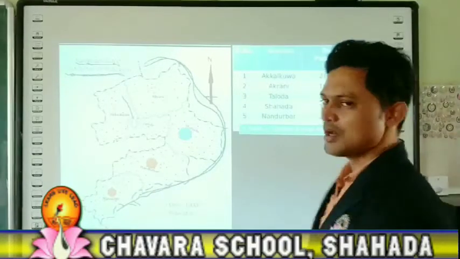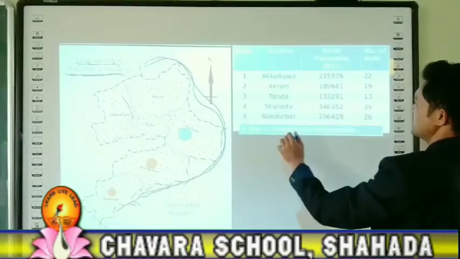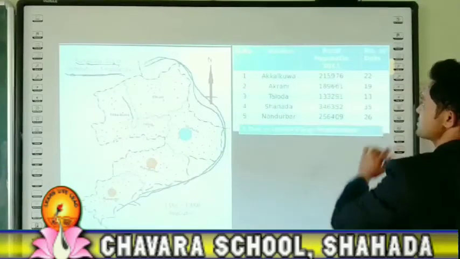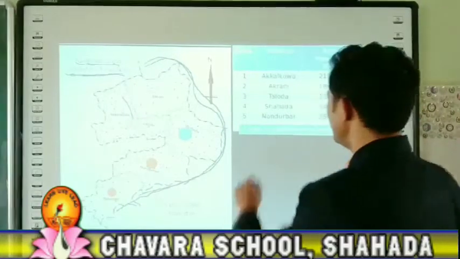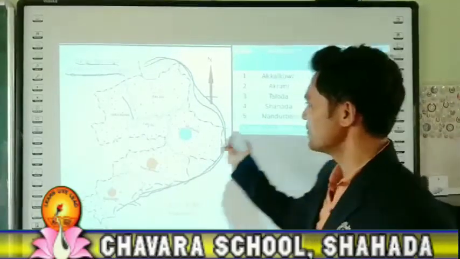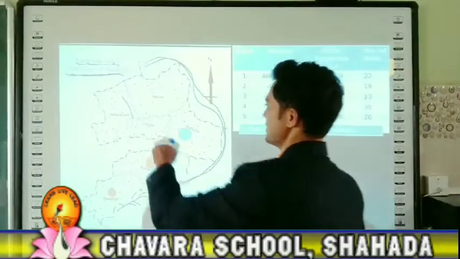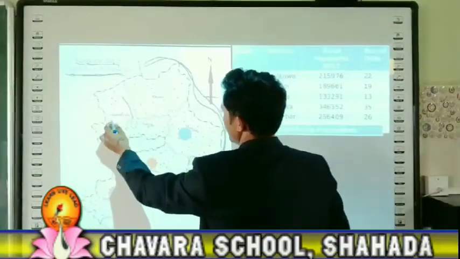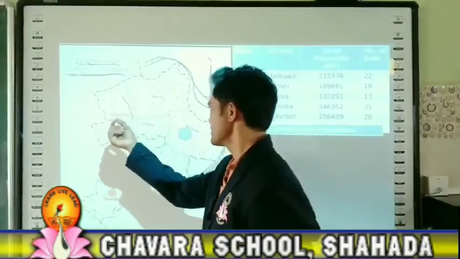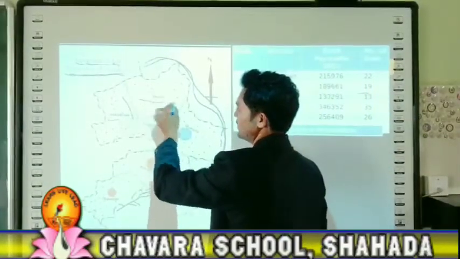So using that 10,000, she has to divide the value of each taluka by that 10,000. After dividing the value of Akkalkuwa, she got 22 dots. And after dividing the value of Akrani, she got 19 dots. So thus, after getting the number of dots, she can easily draw those dots on the respective regions. For example, for Akkalkuwa, she got 22 dots, so she has shown here 22 dots. For Akrani, she got 19 dots, so she has shown here 19 dots.